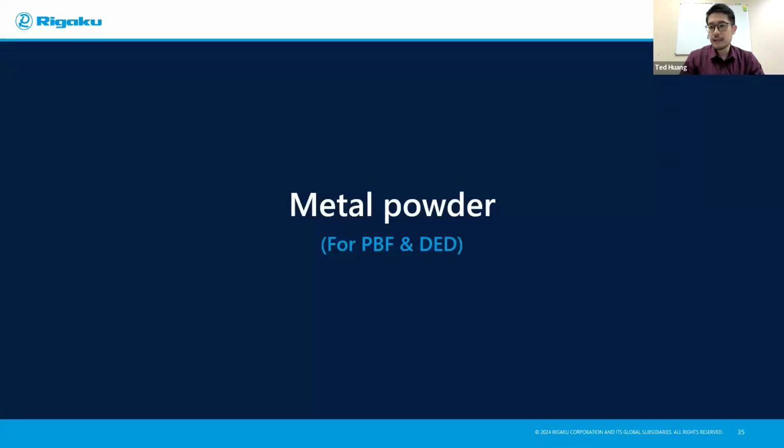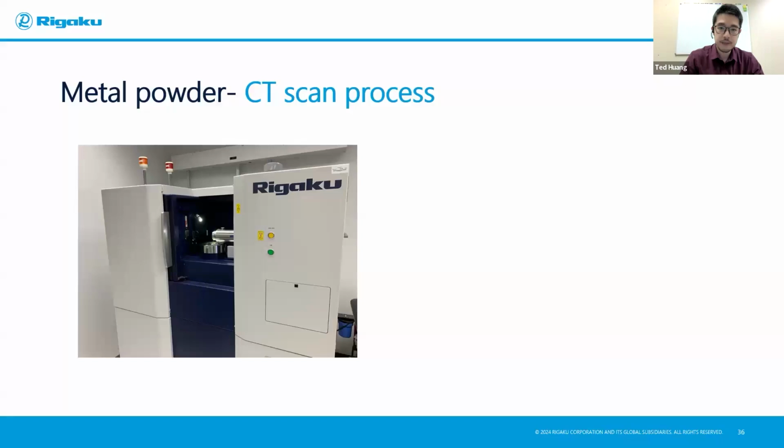Now, moving on to the next example, because the first example is still quite large, right? You can see the size roughly. You may be asking, hey, what about powders? Can you image powders? They're quite small. In this case, I would like to show you the example of metal powder for powder bed fusion or direct energy deposition. In this case, we're using another of our CT equipment.